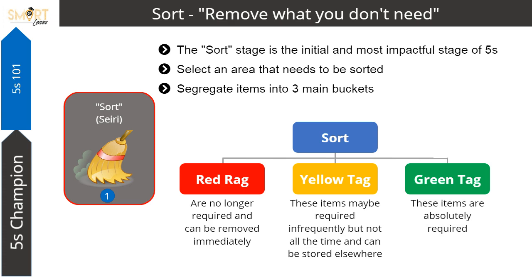Red tag items are no longer required and can be removed immediately. Yellow tag items. These items may be required infrequently, but not all the time, and can be stored elsewhere. Green tag items. These items are absolutely required and will need to be stored at designated locations once the sort phase has been completed.